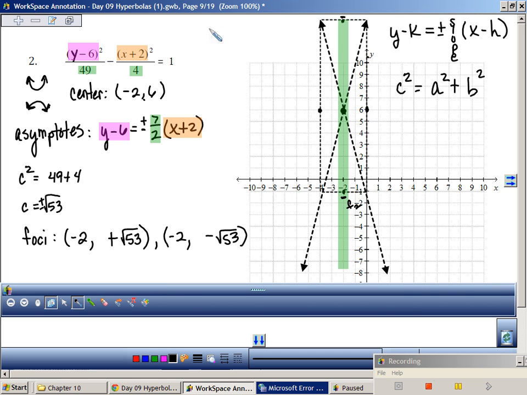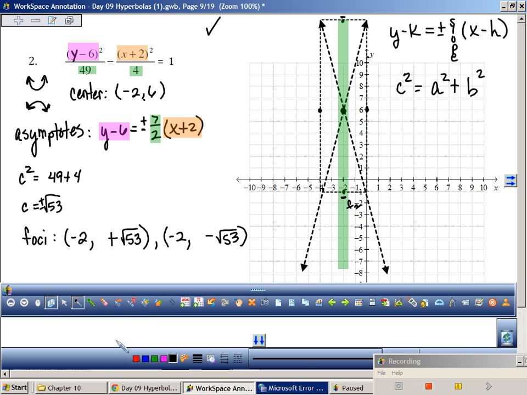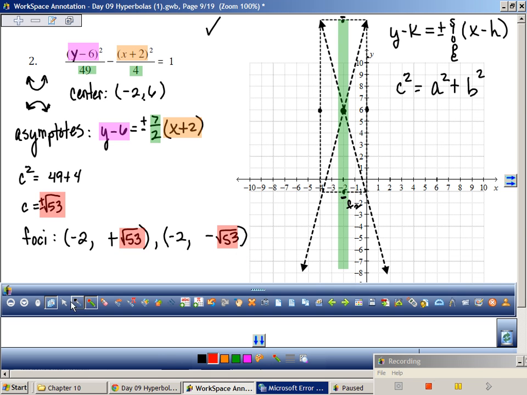Mrs. Muller, mistake 1. Should tally them, right? Okay. It's been a couple days. Do we understand, first of all, that c is how far we're going to go from the center up and down? Where's our center? -2. Now it's important, -2 what? 6 plus root 53 and 6 minus root 53. Makes sense now that I actually did it correctly?